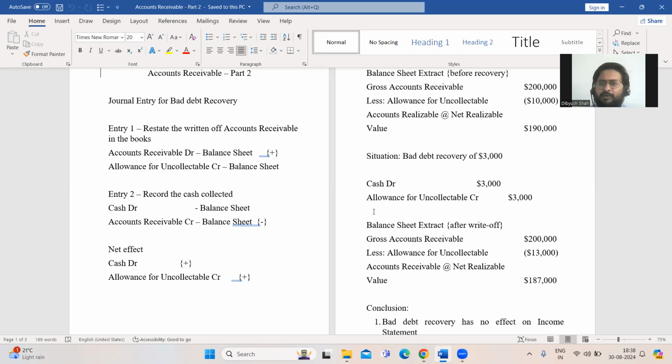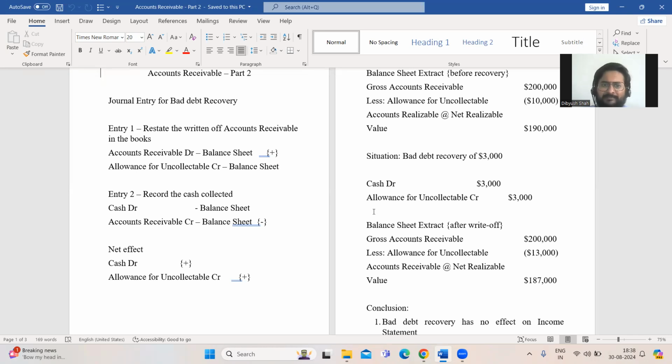So what is the entry for write off? Allowance debit, accounts receivable credit. In this entry, we will just reverse that entry. So it will become accounts receivable debit, allowance for uncollectibles credit. Now, once you have restated the accounts receivable, second entry is very simple. Record the cash received as normal cash collected from accounts receivable. So it becomes cash debit, AR credit.